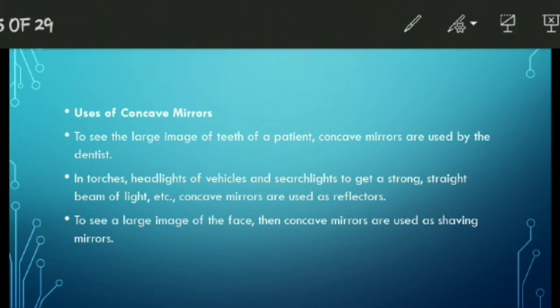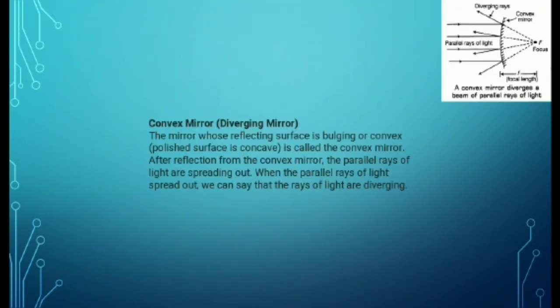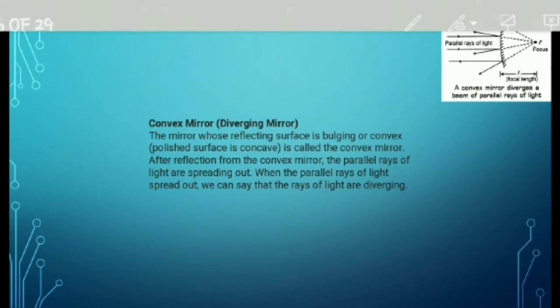And the next, let's see about the convex mirror and diverging mirror. The mirror whose reflecting surface is bulging, or convex, and polished surface is concave is called a convex mirror. After reflection from the convex mirror, the parallel rays of light spread out. When the parallel rays of light spread out, we can say that the rays of light are diverging.